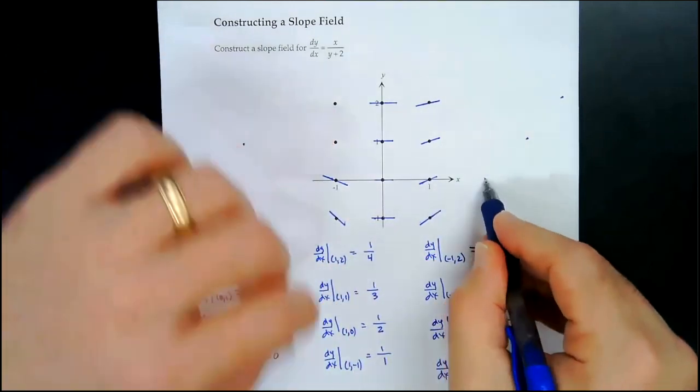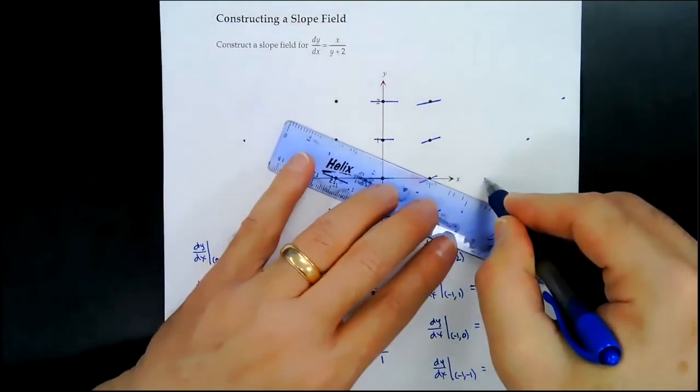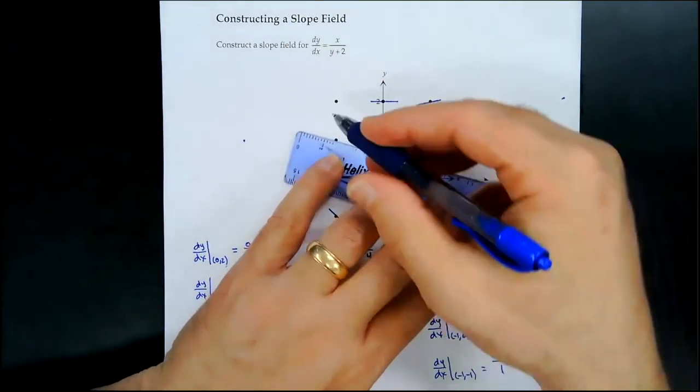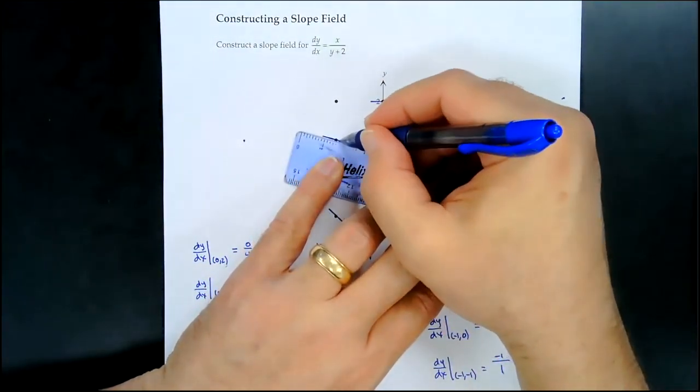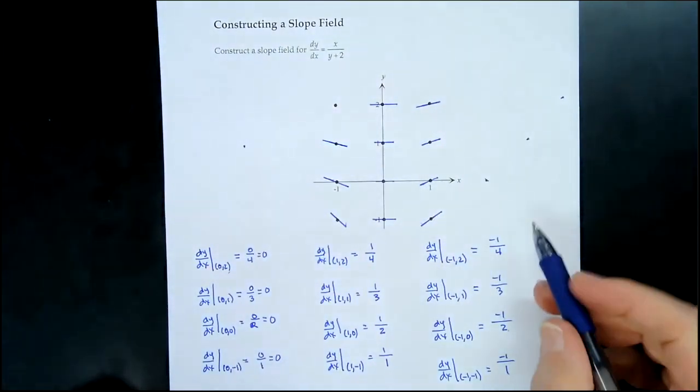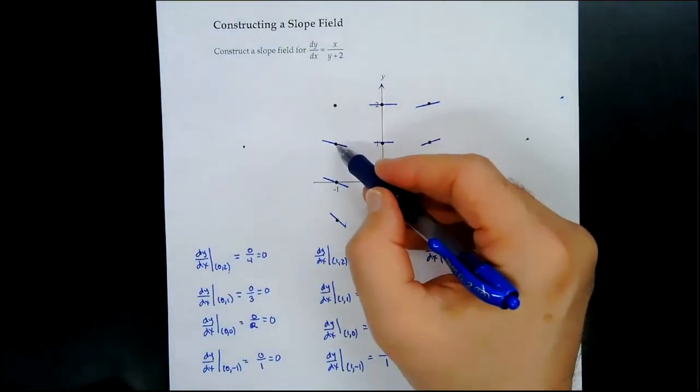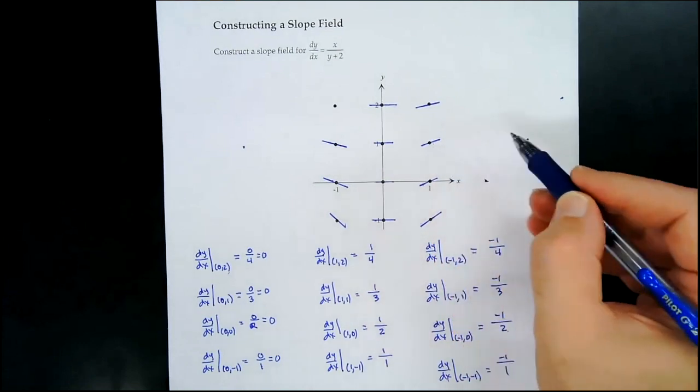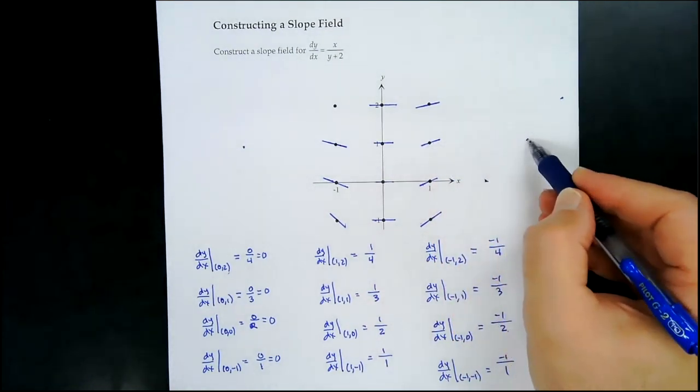1, 2. We already have that point right about there, right? So I'm going to line that one up with a ruler. And then -1, 4. So -1 and then over 4. 1, 2, 3, 4, right about there.